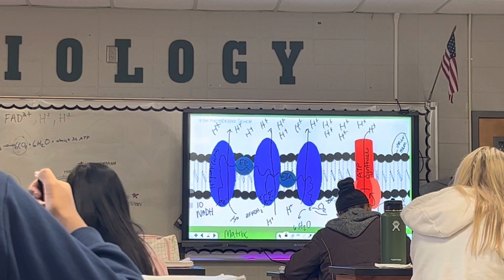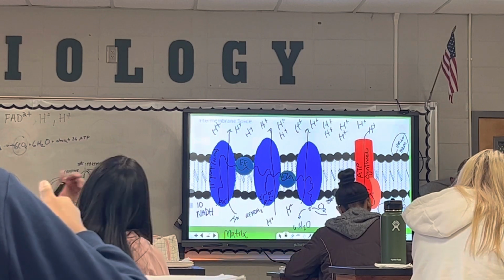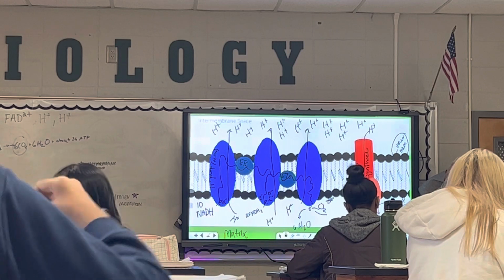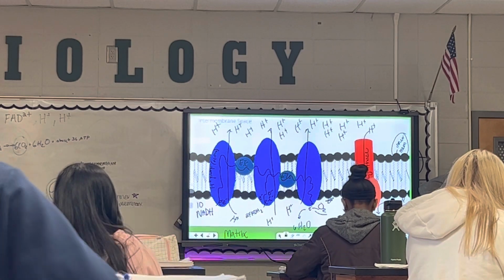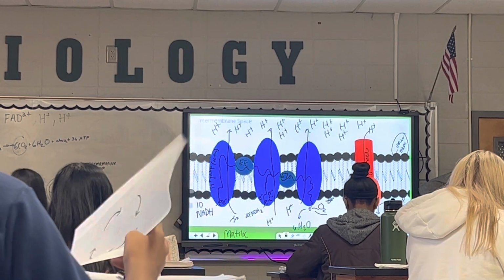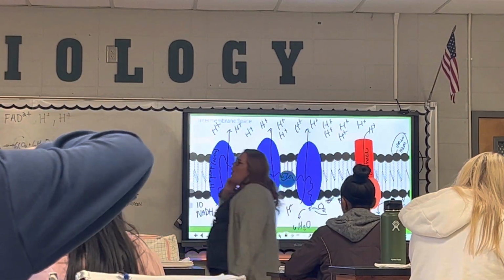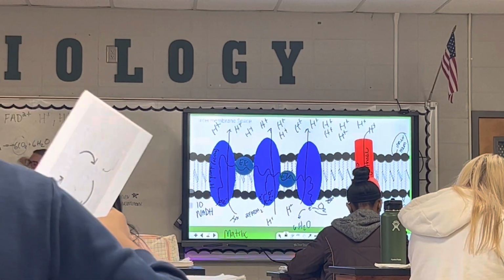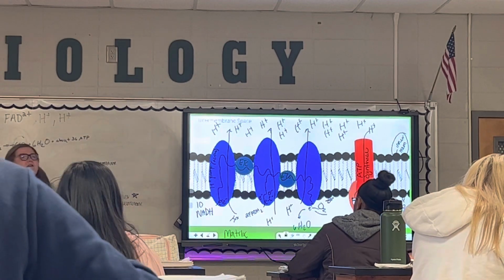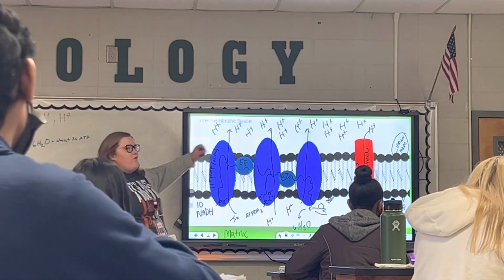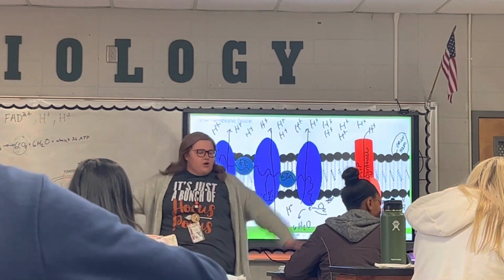Perfect. In total, how many ATP are we getting out of glycolysis, Krebs, and ETC? So 36 to 38 is our range.